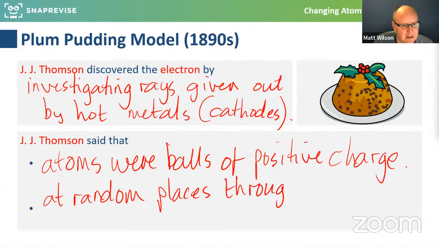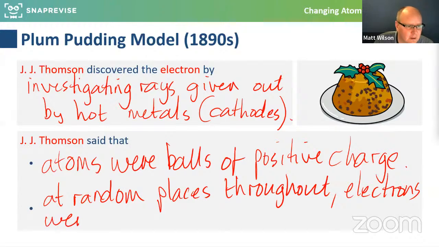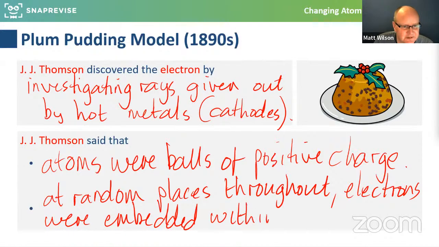Random places throughout, electrons were embedded within them, within that sphere of positive charge. And that sums up the Plum Pudding model. That's what you'd need to say. So what is the Plum Pudding model of the atom? It's the idea that an atom is a solid sphere of positive material, and that within that solid sphere, we have negatively charged electrons randomly distributed throughout.